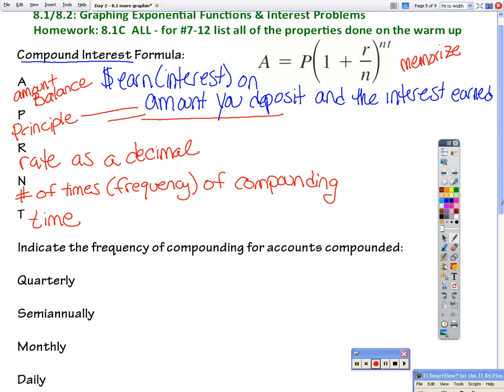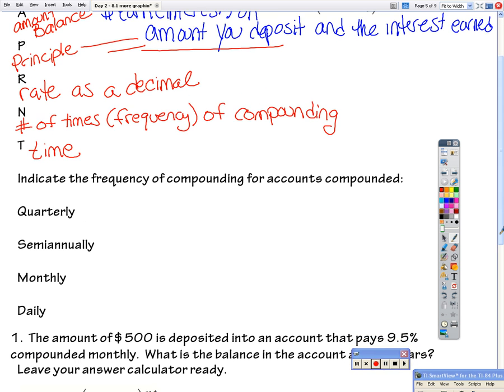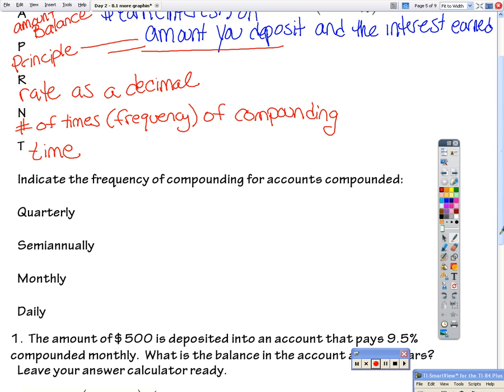So now we're going to look at 4 different types of frequency for compounding. These are used very often. If the bank tells you you get quarterly interest, that means they are going to calculate your compounding interest every 4 times a year. So quarterly is 4 times a year. Semi-annually is twice a year. Monthly is 12 times. And daily is 365.